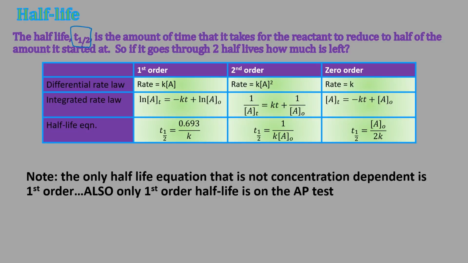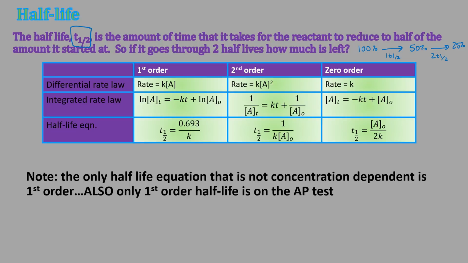So if it goes through 2 half-lives, how much is left? If we start at 100% and we go through 1 half-life, then we would have 50%. And then after another half-life, we would have 25%, right? And then after a third half-life, we would have 12.5%. And so it just continues on from there.